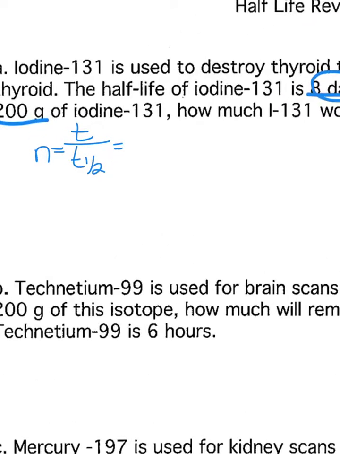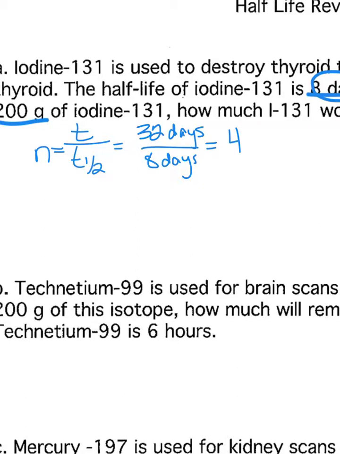So if I plug in 32 days for my time, and 8 days for my half-life, I can find out how many half-lives I've gone through. And I should get 4. It makes sense. Every 8 days would consist of a half-life, and in 32 days, I would have gone through 4 of them. This is where you want to start the problem, finding n. From here, you can do the rest in one of two ways.